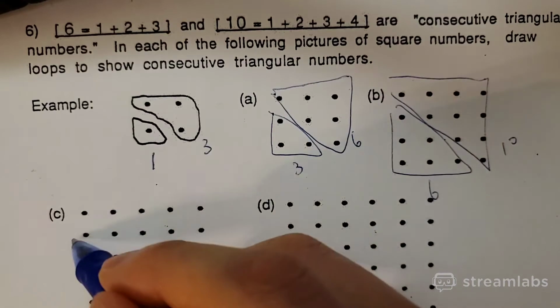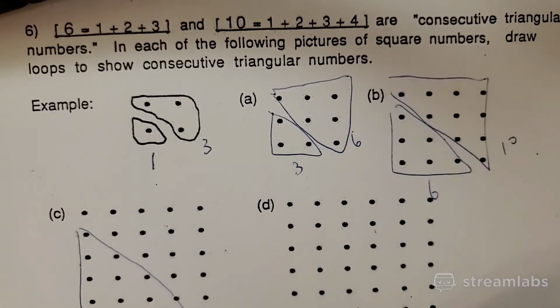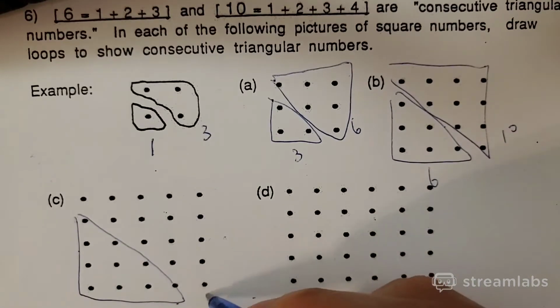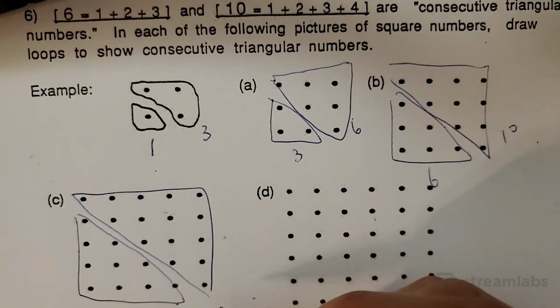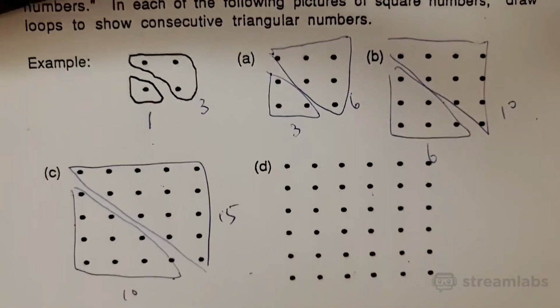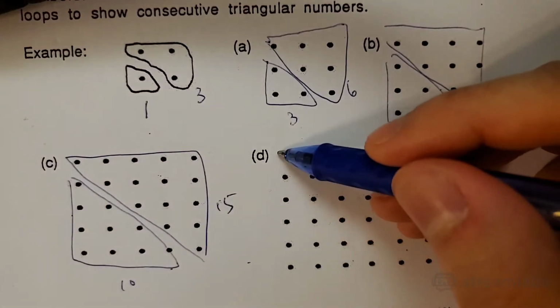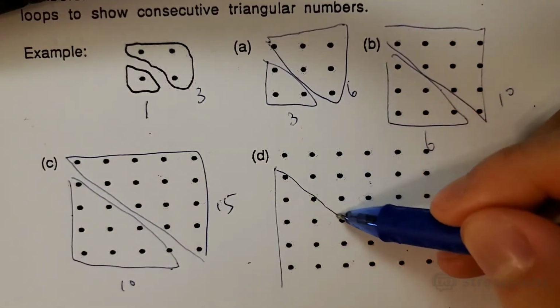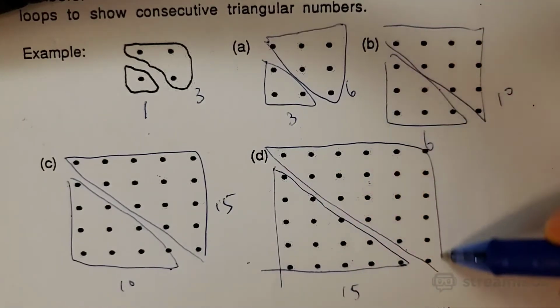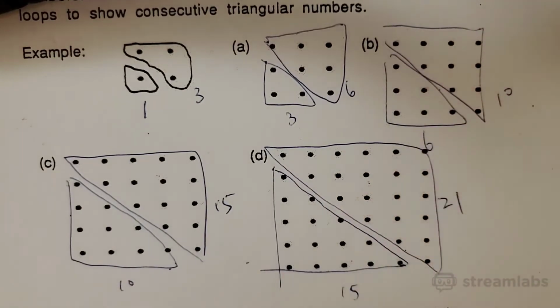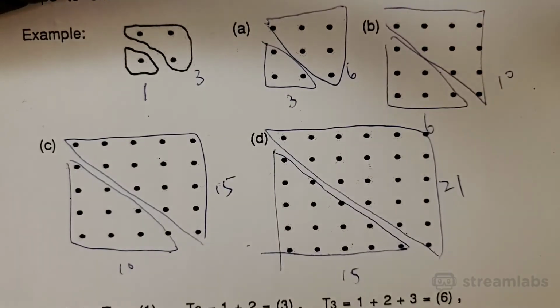What would be the next one? It would be 10 and what? 1 plus 2 plus 3 plus 4 plus 5, that's 15, right? And then the next one would be 15 and 21. Doesn't this sound familiar?